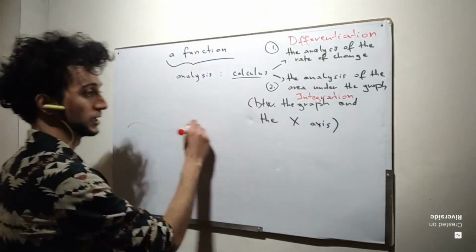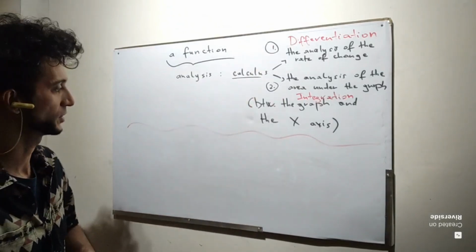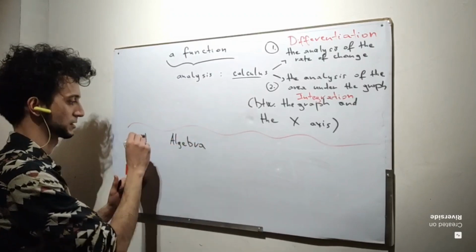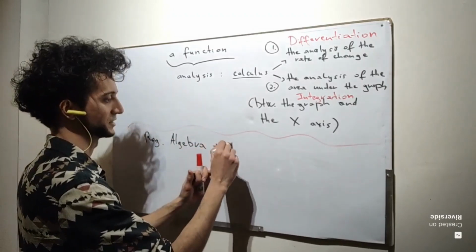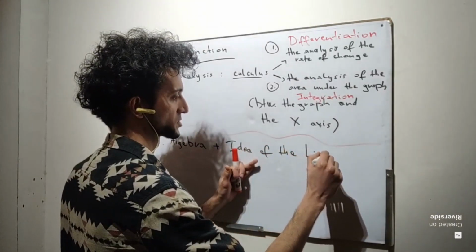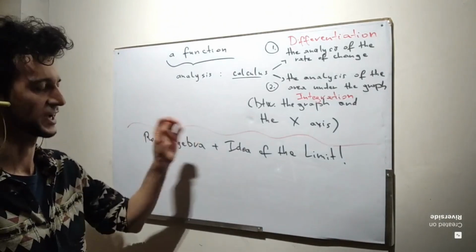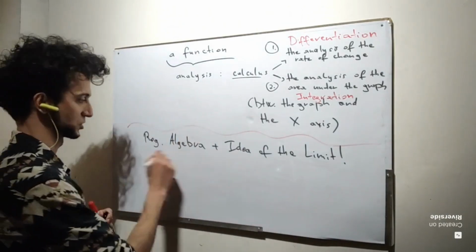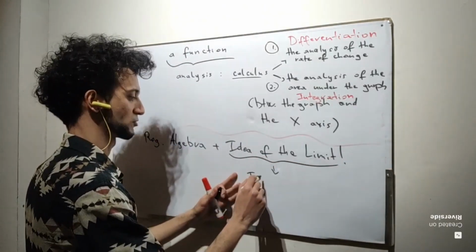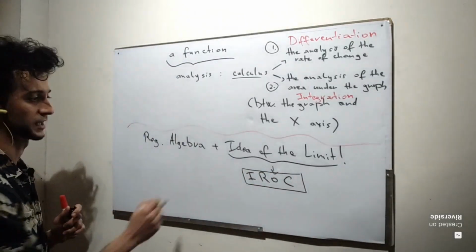Now, in order to be able to do any one of these processes, any one of these kinds of analysis, you have to understand the idea of the limit. So basically, calculus is the regular algebra plus the idea of limit. Without the idea of the limit, there is no way you can know for sure how your process is changing at any given moment. So the idea of the limit is a representation of the instantaneous rate of change. You can't find what happens at any given moment unless you have an idea of the limit.